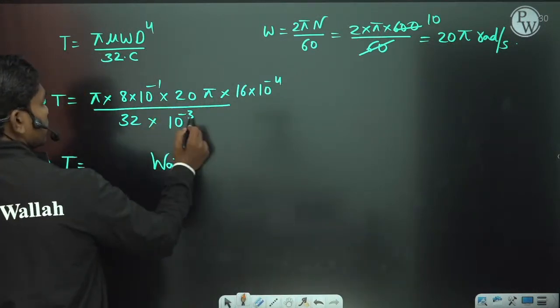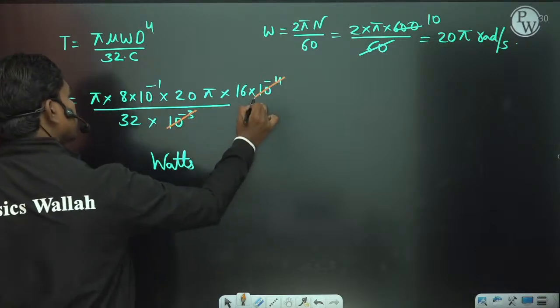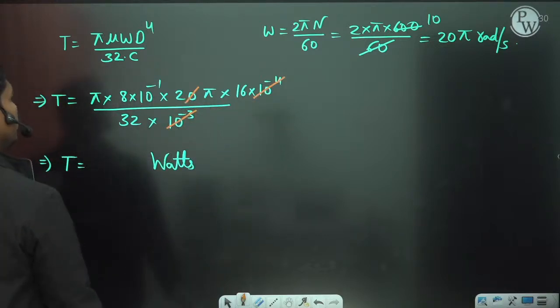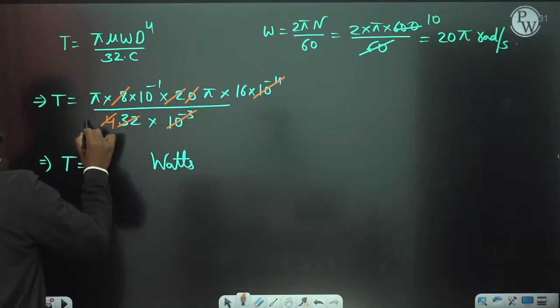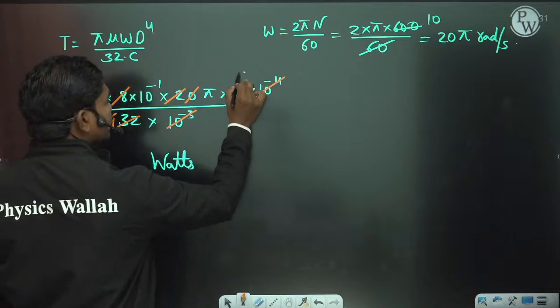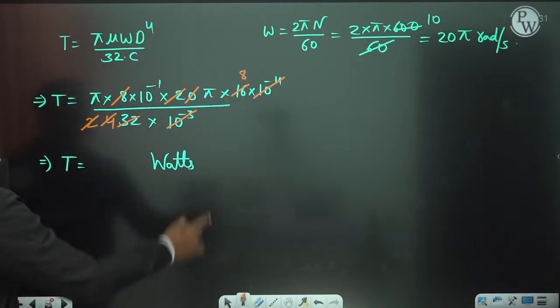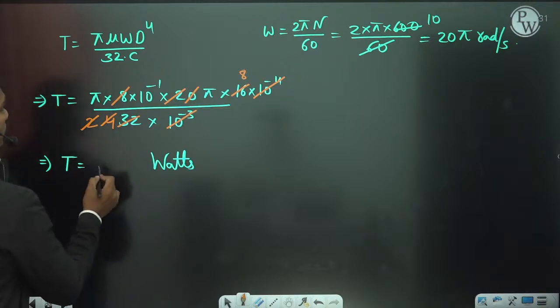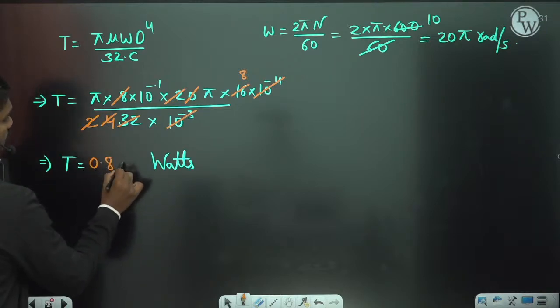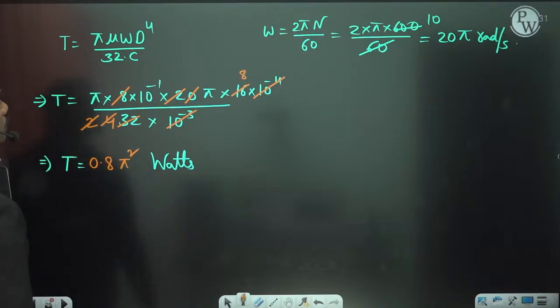10 to the power minus 3, and this is 10 to the power minus 1, so this gets cancelled. 8 cancels this 4 times, 2 cancels this 2 times, and 2 cancels this 8 times. So in total you have 8 pi square into 10 to the power minus 1, correct? That means 0.8 times pi square. You have some more: pi mu omega d to the power 4 by 32 times the clearance, correct?